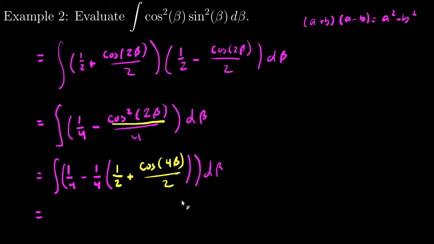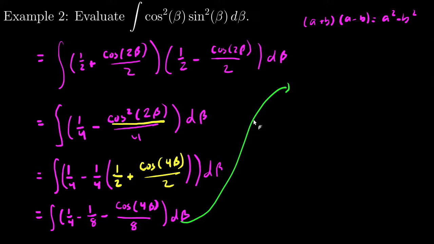So I'll do some work here and I'll finish it up in that area. So integral, I have the 1/4, and then I'll distribute this through and get a minus 1/8 minus cosine of 4 beta over 8 d beta. And I could take the antiderivative straight away here. However, I have some like terms to combine. In the future, I'll just combine them as we go.